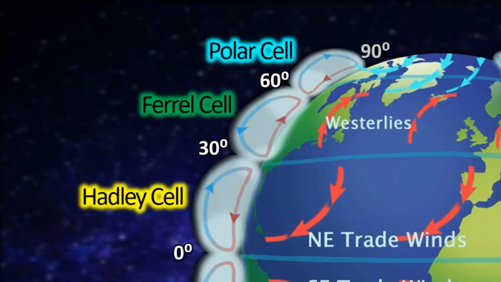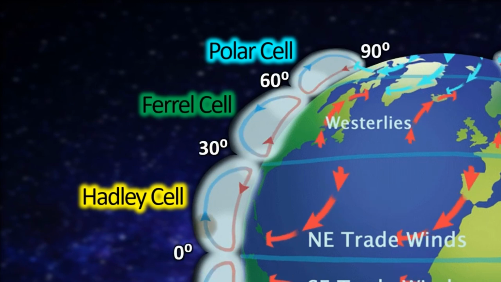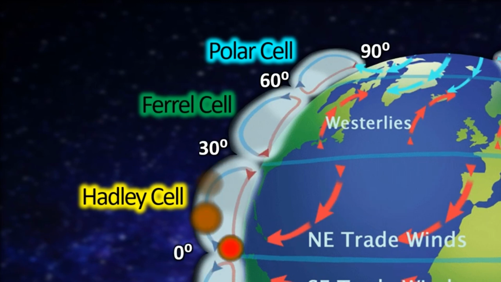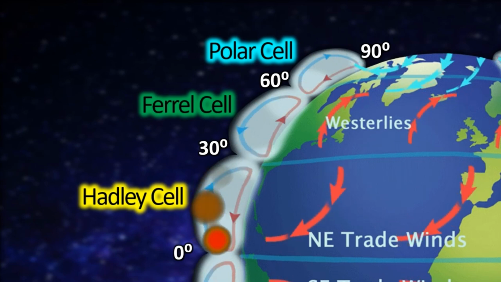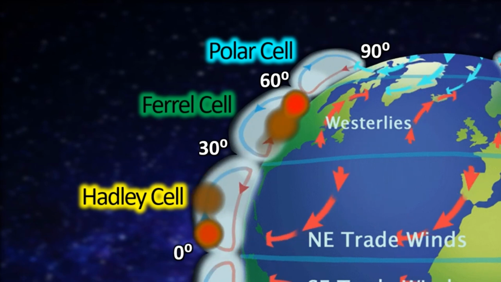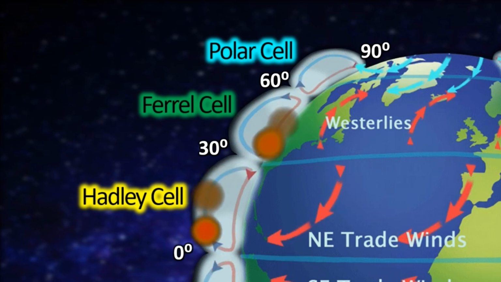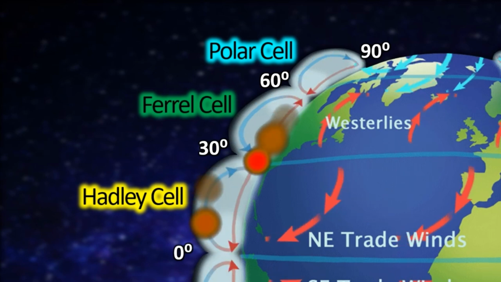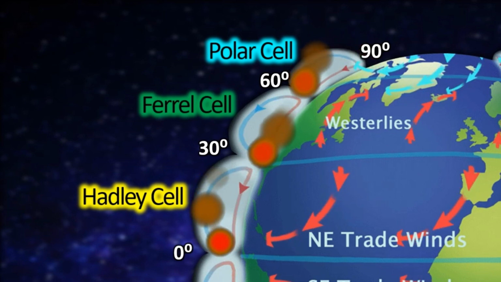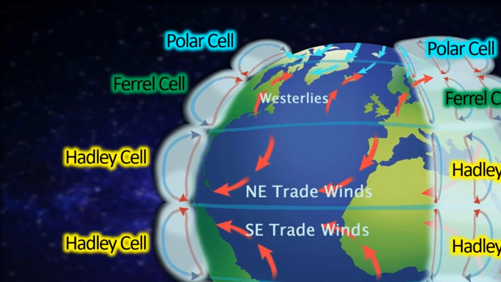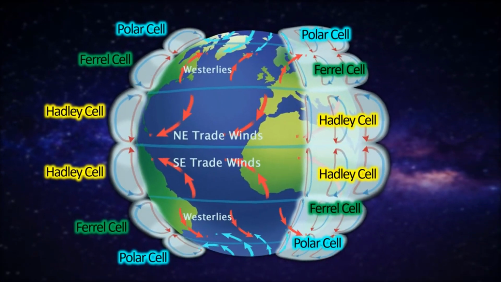The Hadley cells take warm air at 0 degrees and move it to 30 degrees north and south. The Ferrel cells then take that warm air at 30 degrees north and south and move it to 60 degrees north and south. From here, the polar cells take that warm air at 60 degrees north and south and move it to 90 degrees north and south. These cells are the prevailing winds, blowing primarily in the same direction always.